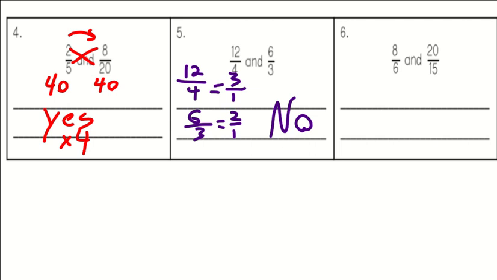Gray? Yeah, they are both equivalent. So that's a yes. If you cross multiply, 8 times 15 is 120, 6 times 20, also 120. If you simplify, both of those simplify to 4/3.